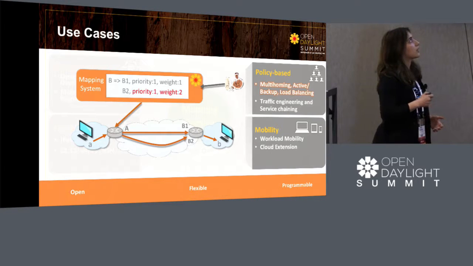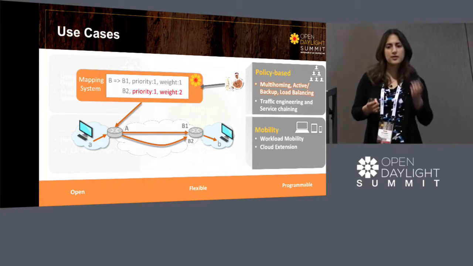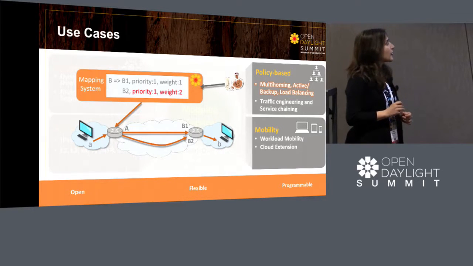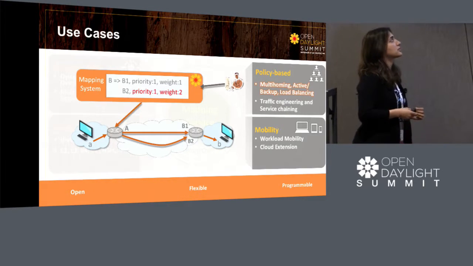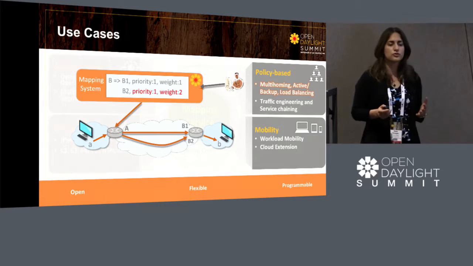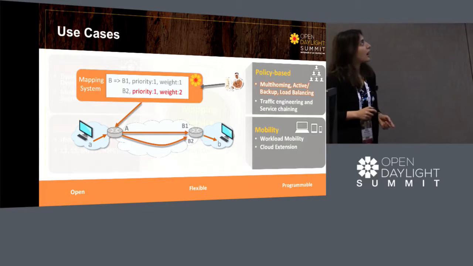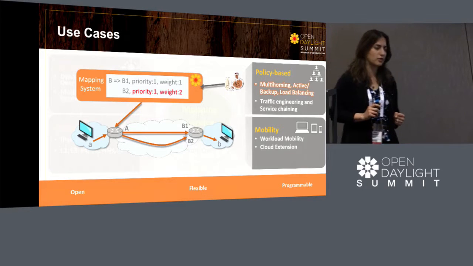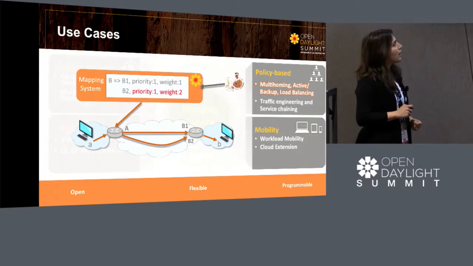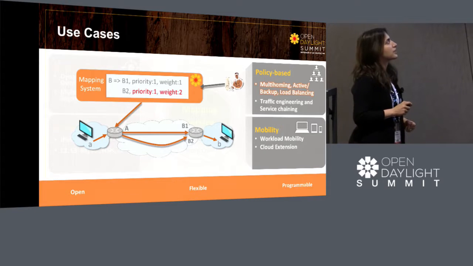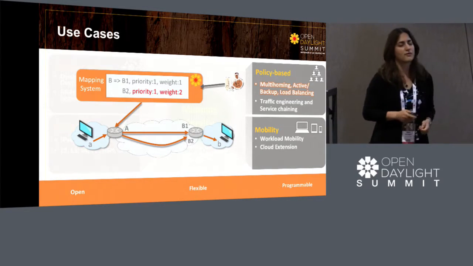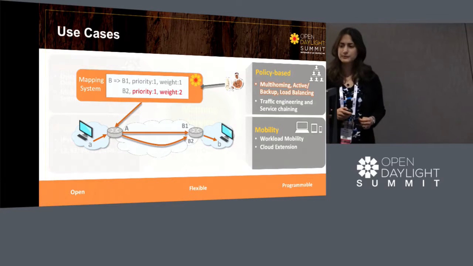Priority would define the active backup scenario, so if the priority of the two interfaces is the same, then you're using active-active. And the weight is basically the relative load that will be sent over those. So in this case, you're using an active-active scenario, and one of the paths, B2, is having twice as much load.